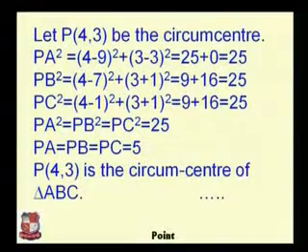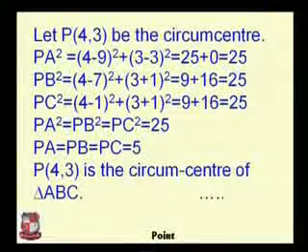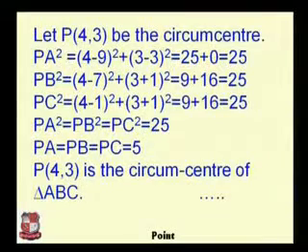Here see that PA square is equivalent to 25, PB square is equal to 25, and PC square is equal to 25. So we have to write PA square is equal to PB square is equal to PC square, which is equivalent to 25. So we have to write PA is equal to PB is equal to PC. So that P (4, 3) is the circumcenter of triangle ABC.